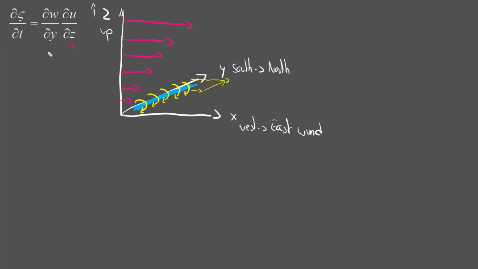Now let's look at this one here. The dw/dy. What does that mean? We already know that u is the west-east component of the wind. But what is w here? Well, w in meteorology refers to the vertical velocity. So we want, along the y-axis here, the vertical velocity to increase. Right now, we don't see this anywhere, but we're going to draw this right now.